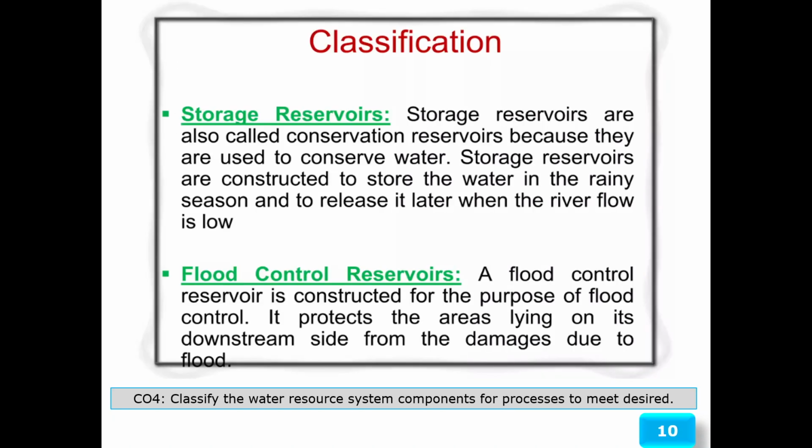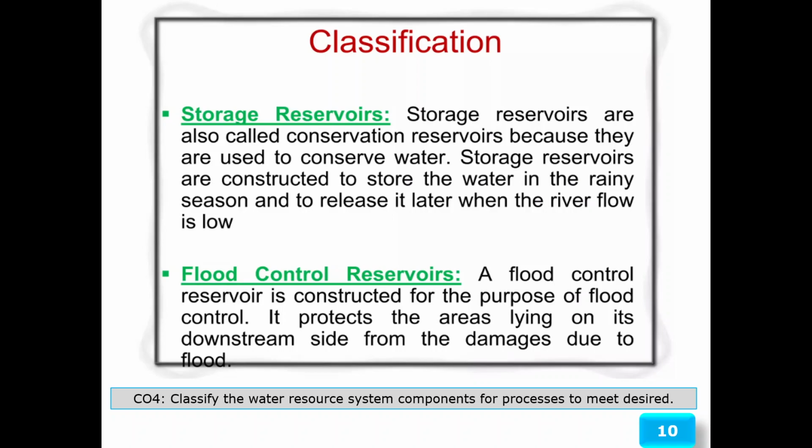Then, classification of reservoirs. Storage reservoirs are also called conservation reservoirs because they are used to conserve water. Storage reservoirs are constructed to store water in the rainy season and to release it later when the river flow is low.